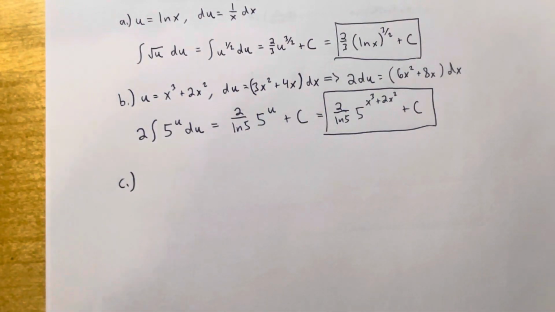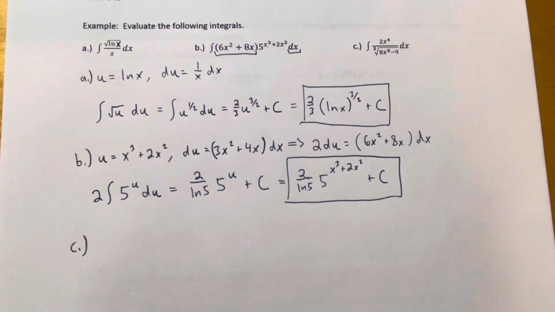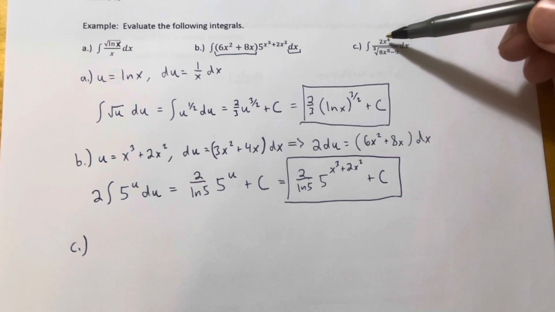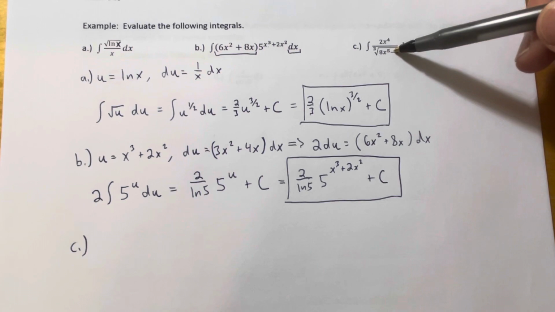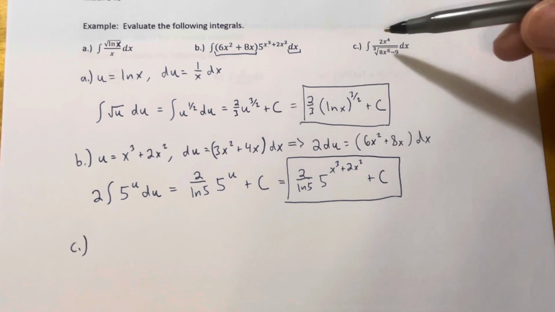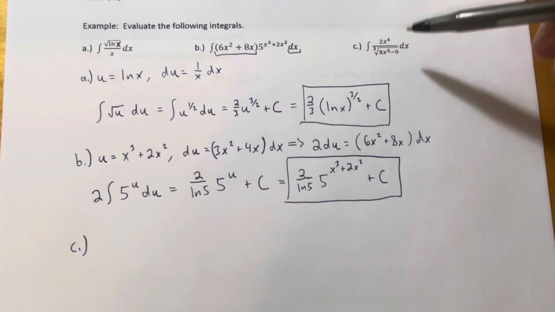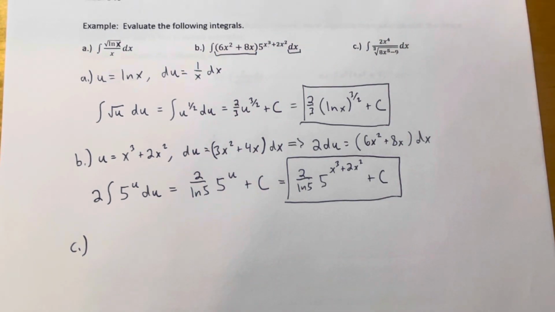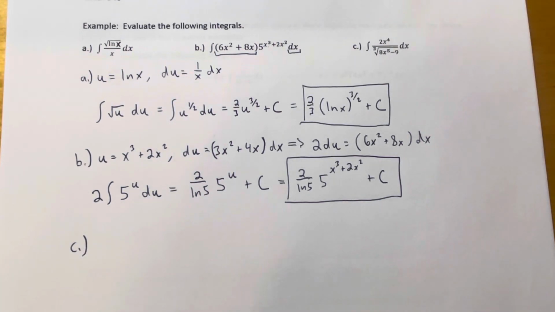Last up is part C. Part C looks rather complicated, but we've now developed some common things to look for to help with our selection of u. So we have the integral of 2x to the 4th over the cube root of 8x to the 5th minus 9. Okay, so looking at this, I have something that's close to a rational function, but it's not exactly a rational function because the denominator is not actually a polynomial. In fact, it is a composite function. It's a polynomial inside of a cube root function.